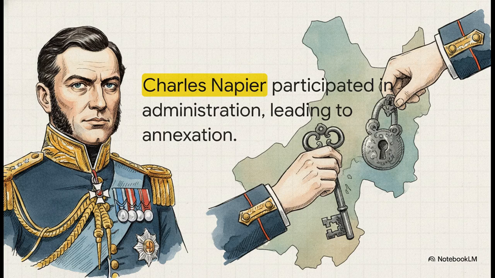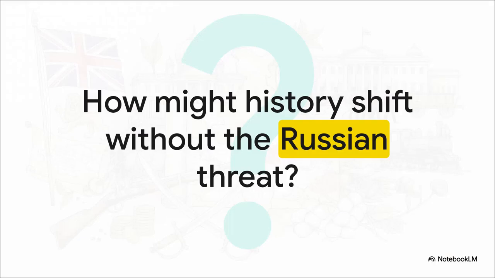The notes even give us the names of the key British figures who executed this final takeover. The British resident, Charles Napier, deeply embedded himself in the region, participating directly in the administrative system of Sindh to gain leverage. And this inside influence culminated in that aggressive 1843 annexation, which was fully authorized during the tenure of Governor-General Lord Ellenborough.